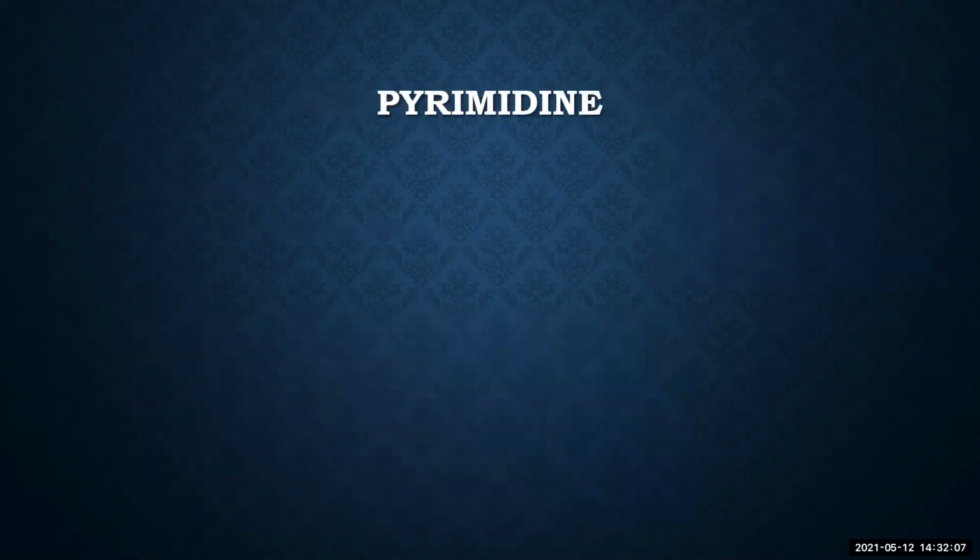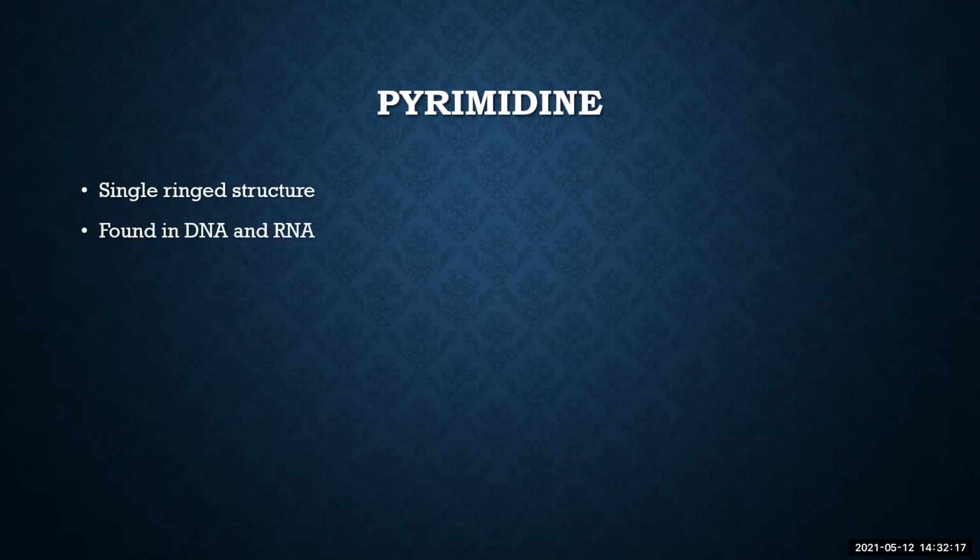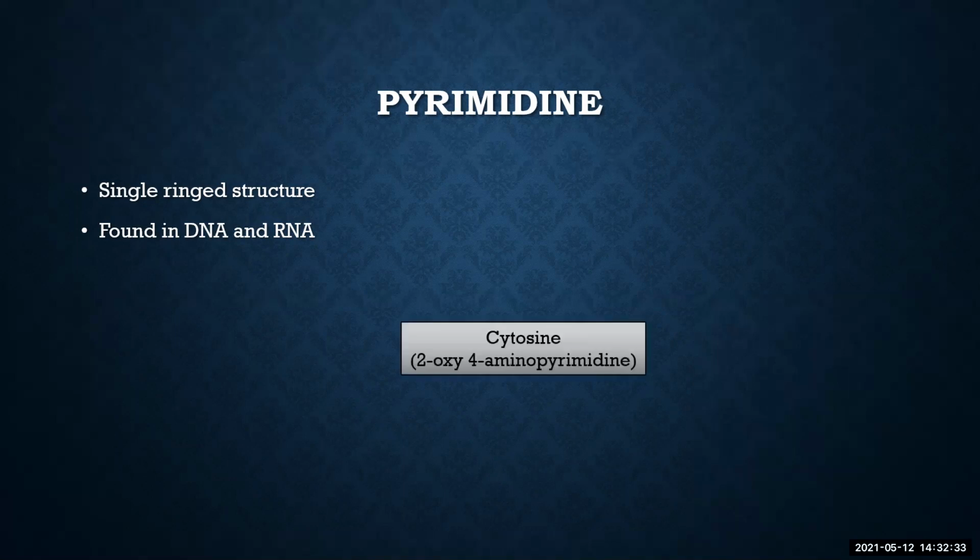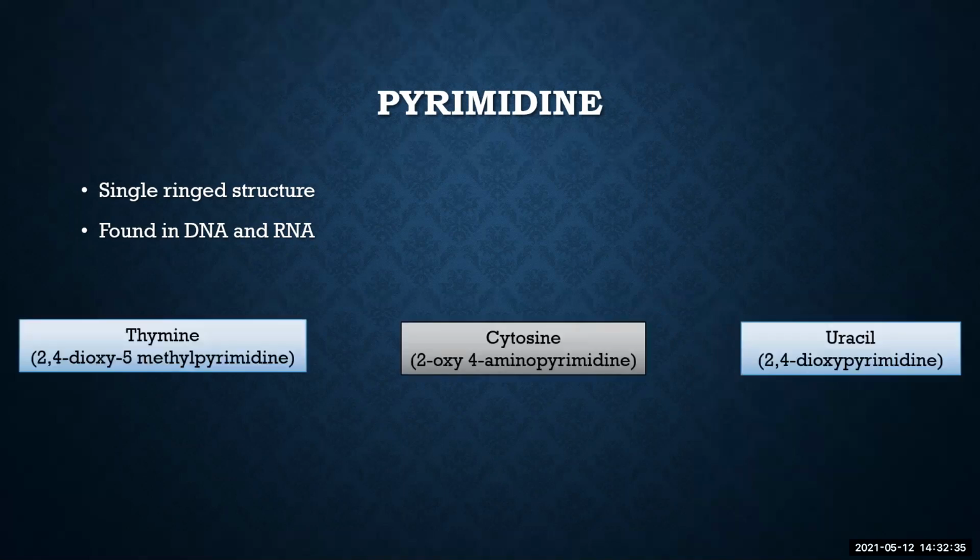Let us see pyrimidine. Pyrimidine here is a single ring structure. Unlike purine, which had two rings, pyrimidine has only one ring in its structure. Just like purine, pyrimidine is also found in both DNA and RNA, but the individual nitrogenous bases present in DNA and RNA differ when we look at the pyrimidines. Okay, so we have three pyrimidines that go into DNA and RNA. We have thymine, cytosine, and uracil.